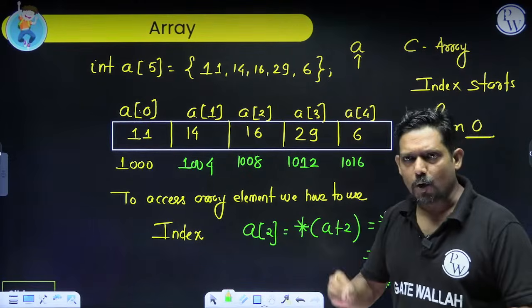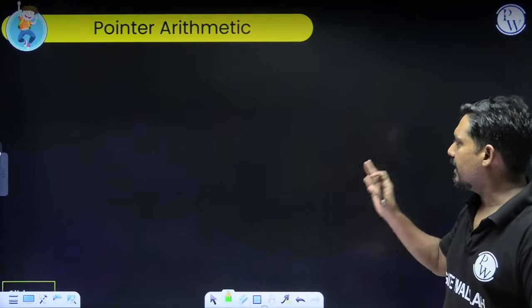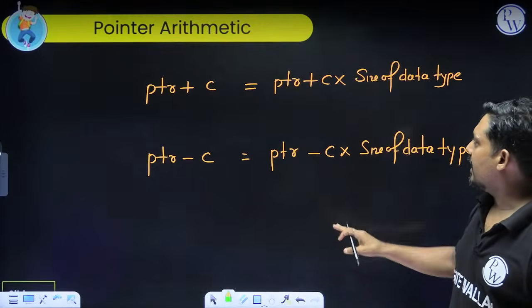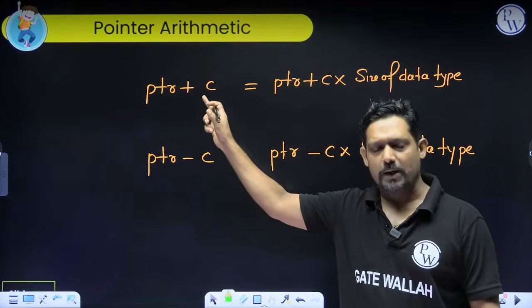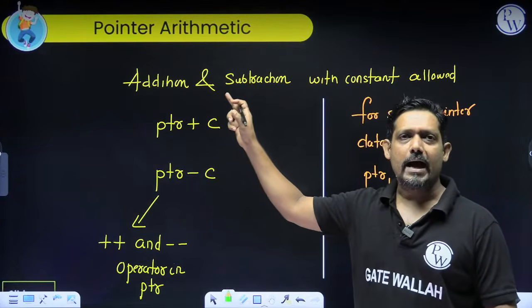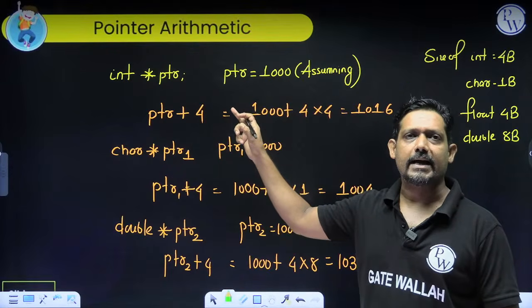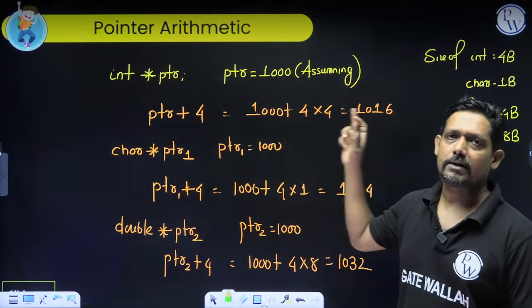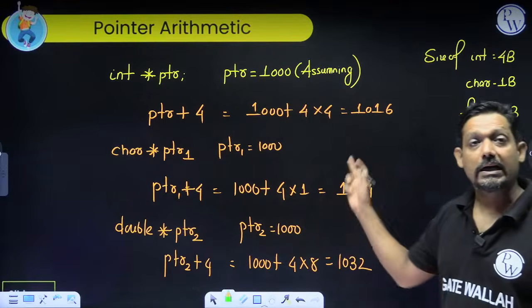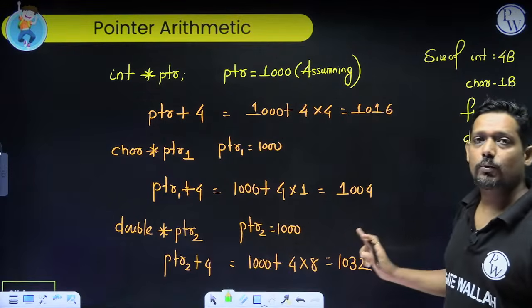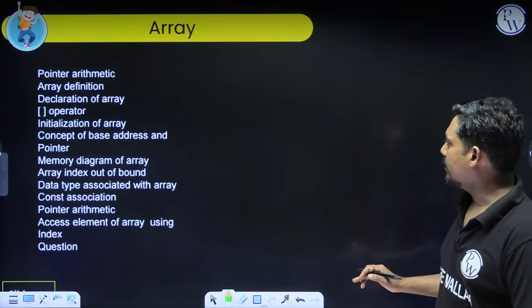The main important part that everyone forgets, and you are not able to understand, is that if it is an address and you do plus 1, then it will increment according to the size. Integer plus 1 is 4, so 1000 becomes 1004. Character plus 1 is 1 byte. Double plus 4 is 4 into 8, 1032. So this is one of the important aspects of pointer arithmetic.